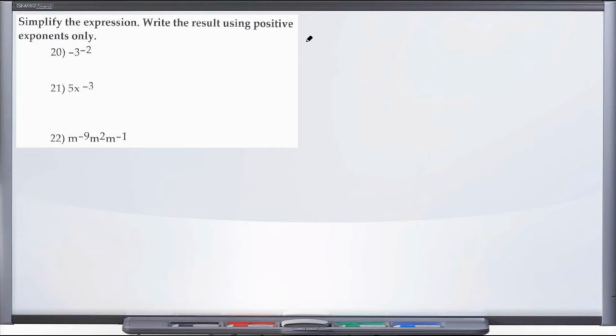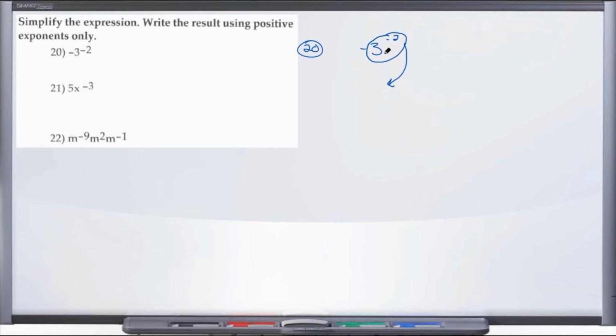And so in the case of number 20, we'll go ahead and rewrite this out here. We have negative 3 to the negative 2 power. And this negative 2 power only has any authority over the 3, not the negative, just the 3. And you'll recall that we can't have negative exponents. And so what we want to do is take this 3 to the negative 2 and move it downstairs to the denominator.